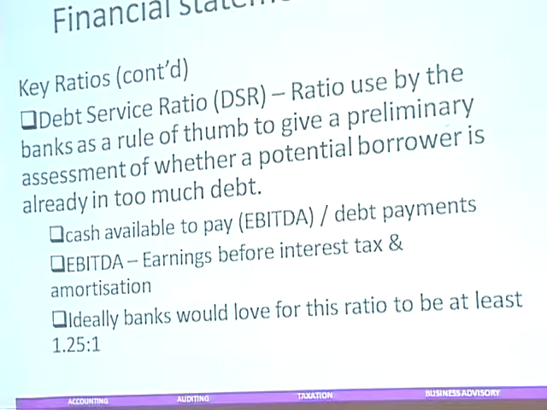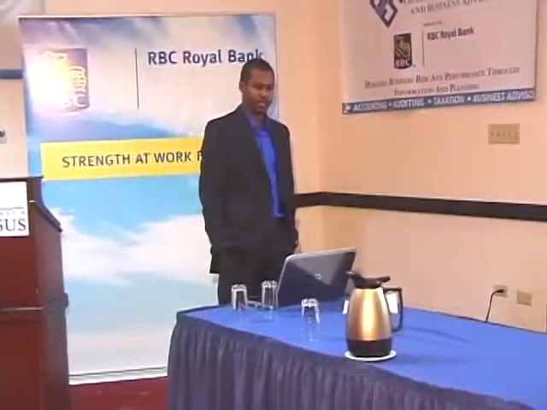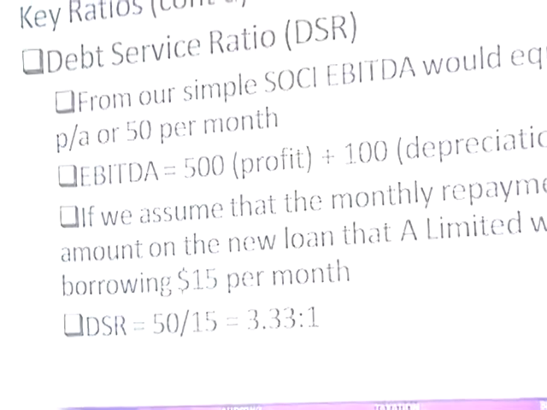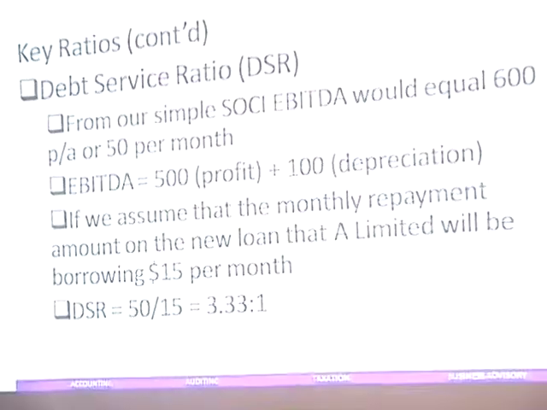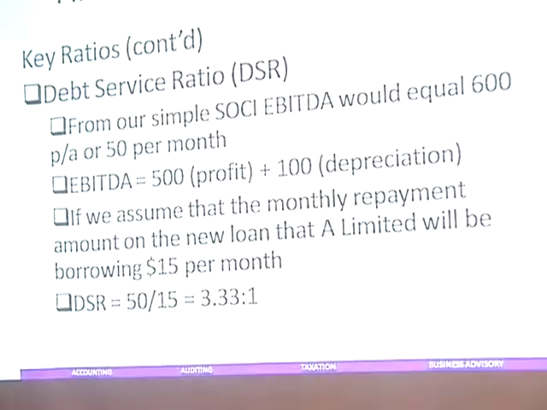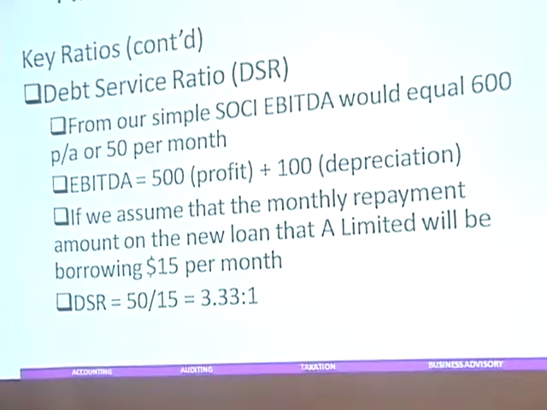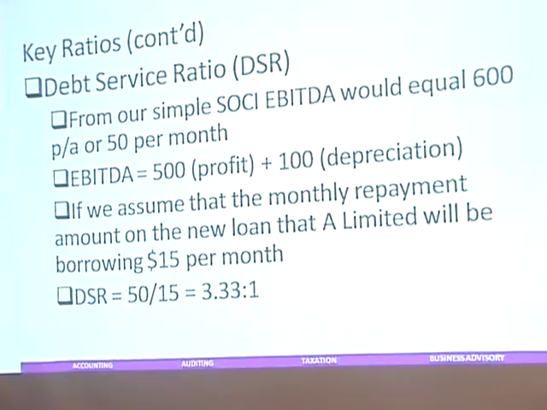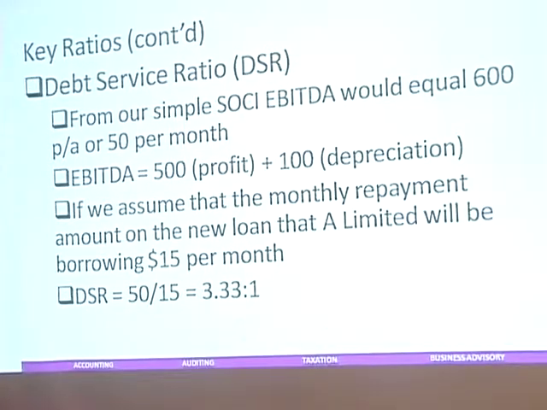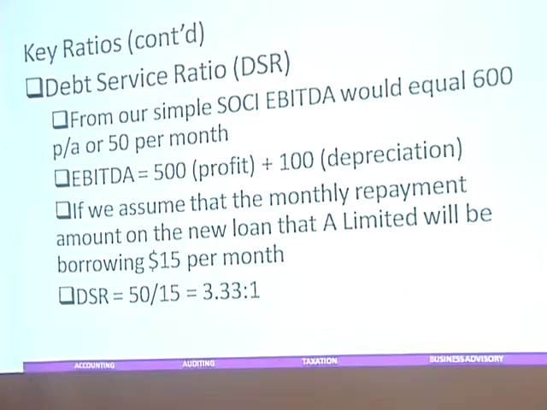Now, the debt service ratio, in terms of the example that we looked at, right? We realize that the EBITDA is actually $600 per annum. So on a monthly basis, it would be 600 divided by 12, which would be $50 per month. And this is calculated by taking our profit before interest and tax and adding back the depreciation to actually get 600, right?